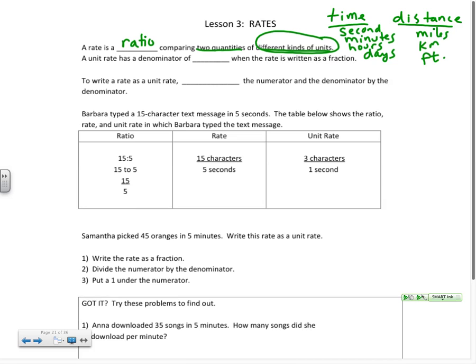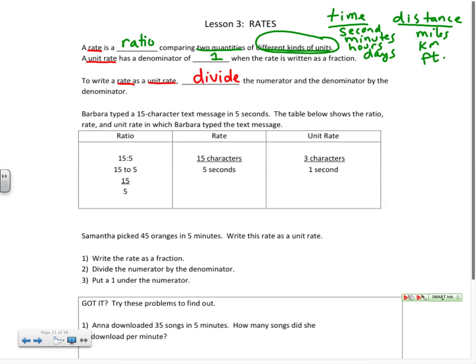A unit rate has a denominator of 1 when the rate is written as a fraction. So we have two new vocabulary words, a rate and a unit rate. Again, ratio, rate, and unit rate, they're all basically the same thing. They're just a little bit more precise in their meaning. So to write a rate as a unit rate, all we do is divide. Divide the numerator by the denominator. Let's go through a practice problem together.